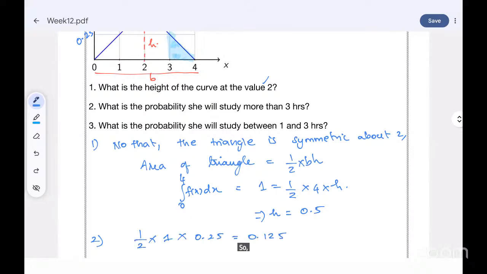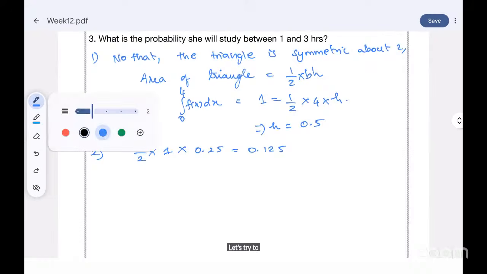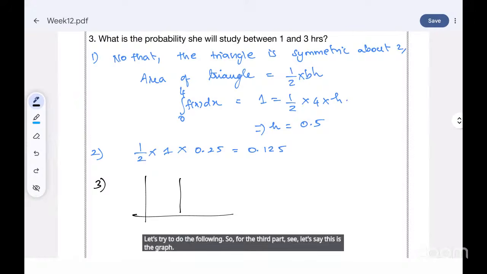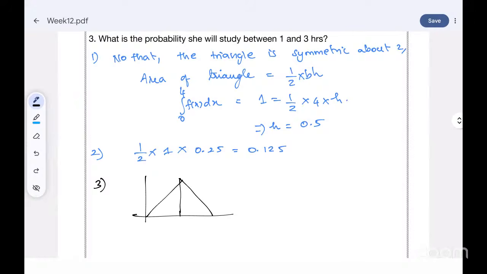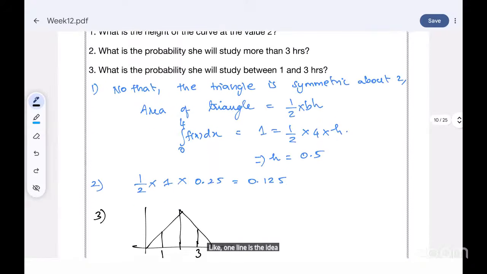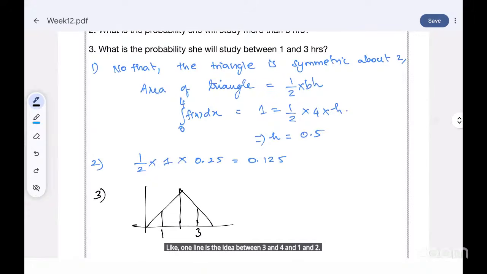So for this part, let's try to do the following. For the third part, let's say this is the graph. Right? So this is your 1. We can do 1 minus 2 into 0.125. 1 minus the area between 3 and 4 and 1 and 2. Then 1 minus the area of one triangle that we have found. Yes, exactly, that's what we have to do.